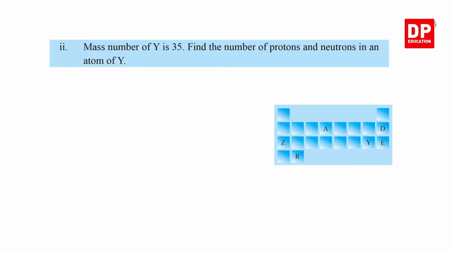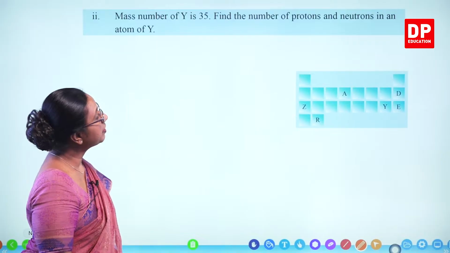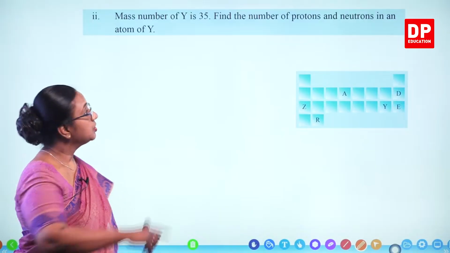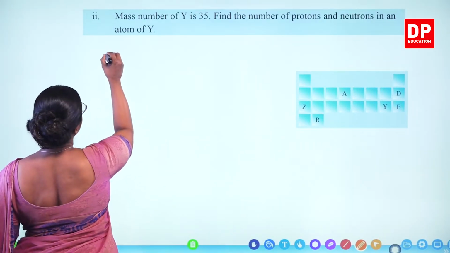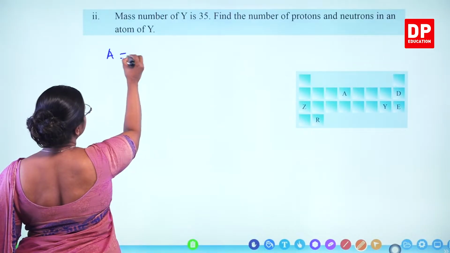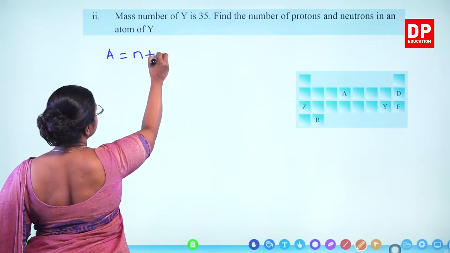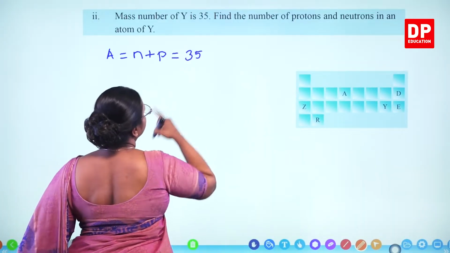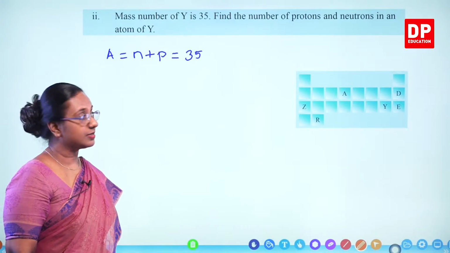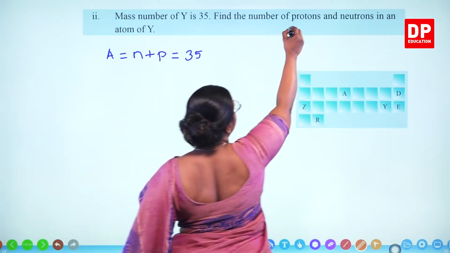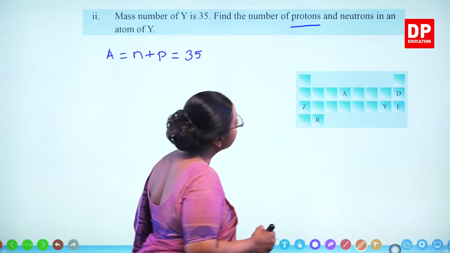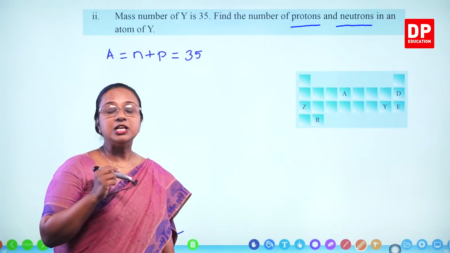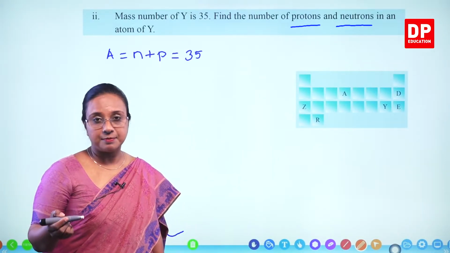Mass number of Y is 35. Find the number of protons and neutrons in an atom of Y. So they have already given us the mass number A, that is equal to number of neutrons plus protons, and is equal to 35. This is the data given to us. And we need to find the number of protons and neutrons.